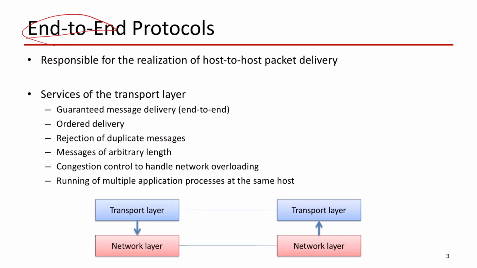End-to-end. It is responsible for reliability and host-to-host packet delivery. And the service of the transport layer is guaranteed message delivery. End-to-end, meaning if it is not delivered properly, I send it again. And ordered delivery. If I'm doing live streaming, the order is really important. And rejection of duplicate messages: if the same content comes twice, this transport layer is responsible for rejecting it. And messages of arbitrary length, that is fine. I can handle it in this layer, and congestion control to handle network overloading.